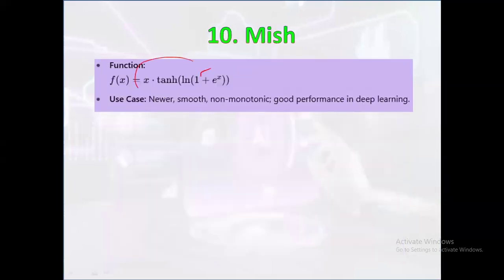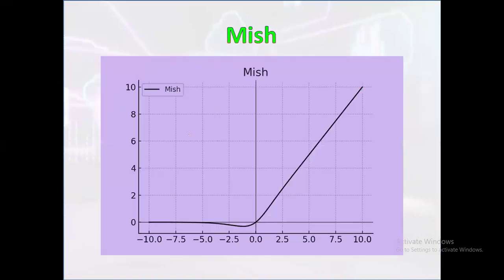It is given by x times tanh of ln(1 plus e to the power x). It is a smooth, non-monotonic activation function, defined like this. Its graph is smooth, see here, and allows small negative outputs, which gives a pattern that combines the best of Swish and tanh. Mish enhances the learning process by maintaining smooth gradients and introducing non-linearities that improve generalization.